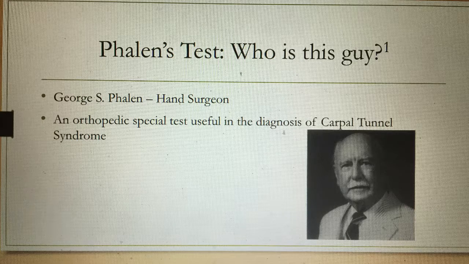Firstly, George S. Phalen was a notable hand surgeon who was involved in a great amount of research, actually, and contributing to the body of science regarding carpal tunnel syndrome and pathologies of the hand. Now, the test that he developed is an orthopedic special test useful in diagnosing carpal tunnel syndrome by means of his own clinical experience.